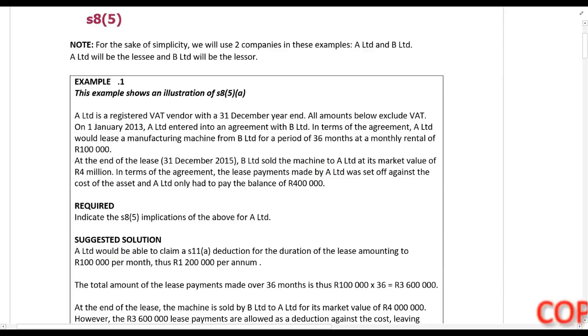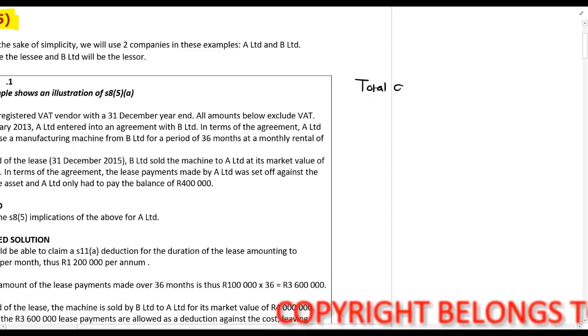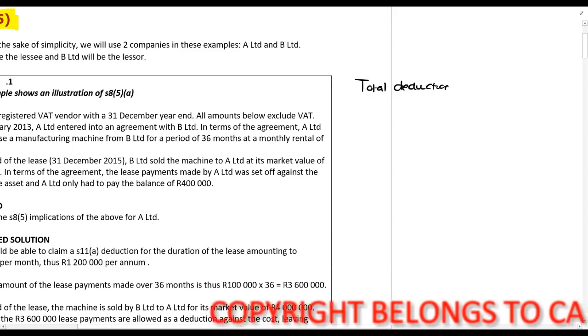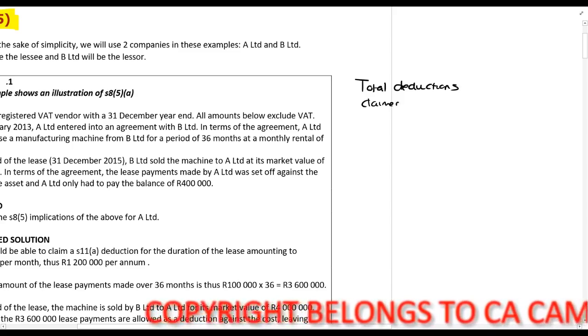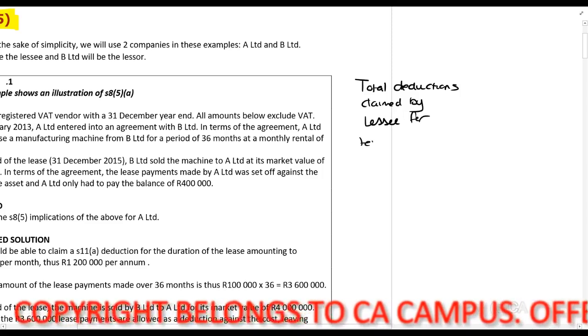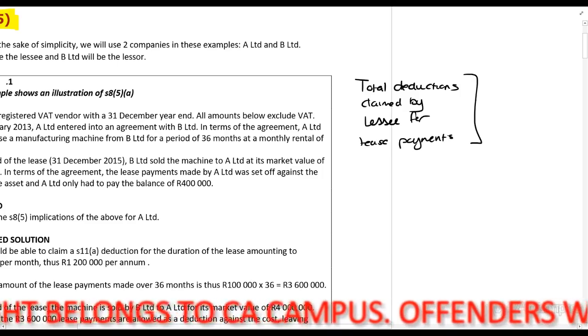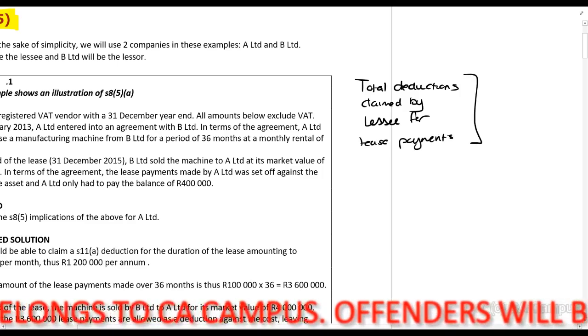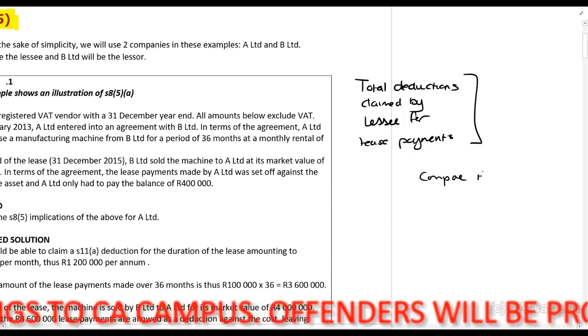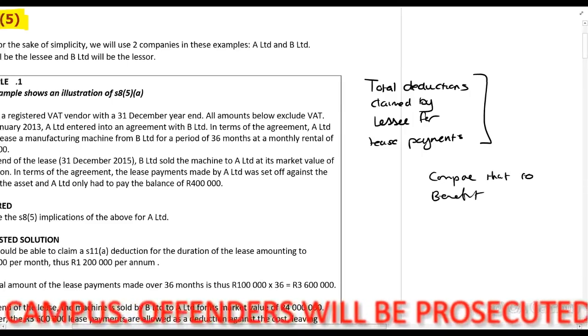In this lecture example, we look at section 8.5, which is our lease recoupments. Now guys, remember what I want you to understand here. You need to always understand what was the total deductions claimed by the lessee for lease payments. That is always the maximum amount the recoupment could ever be, and you compare that to the benefit that you've received. In simple terms, this is actually what you do. So let's take a look at it.